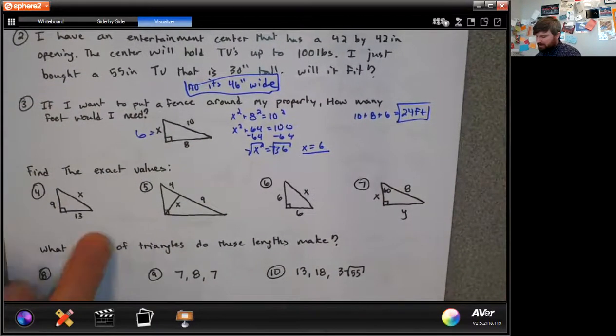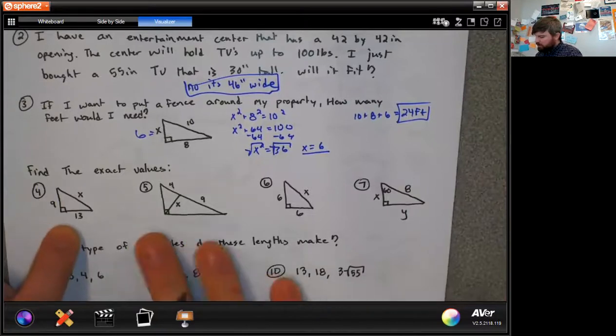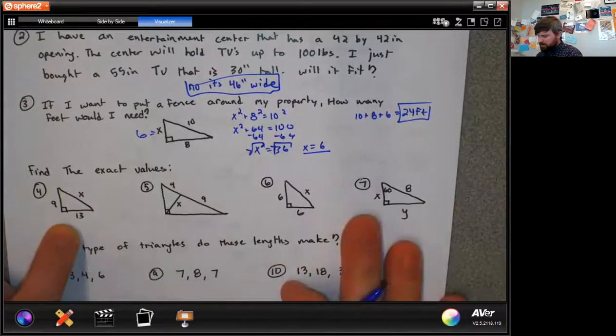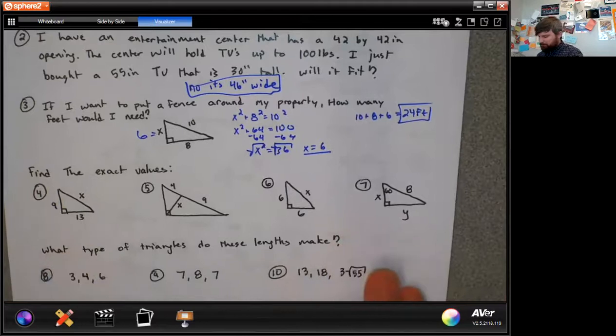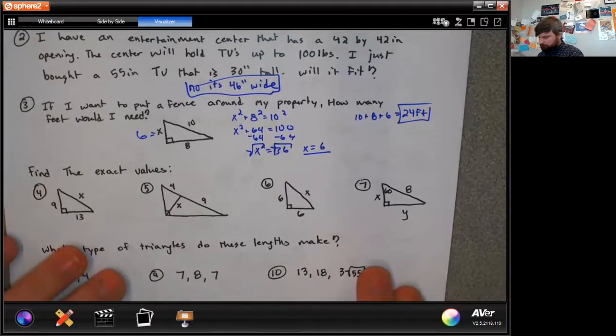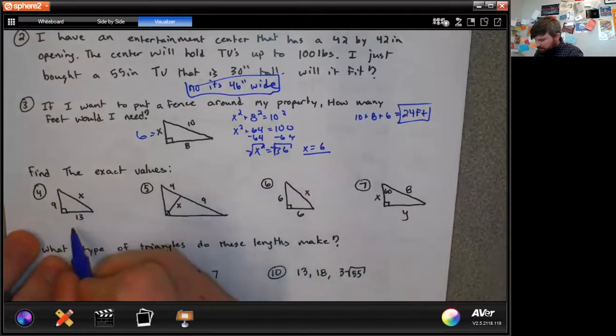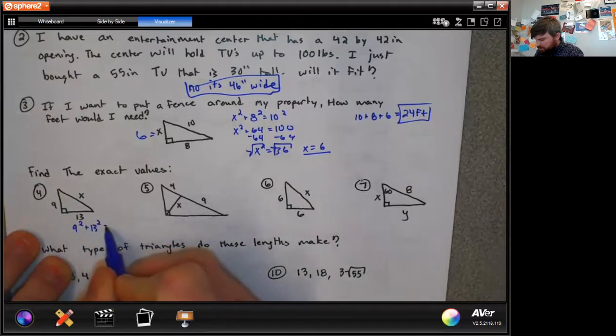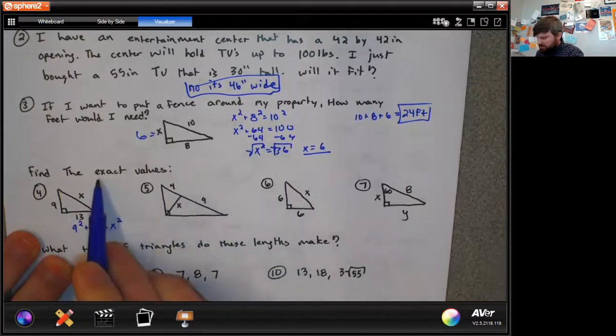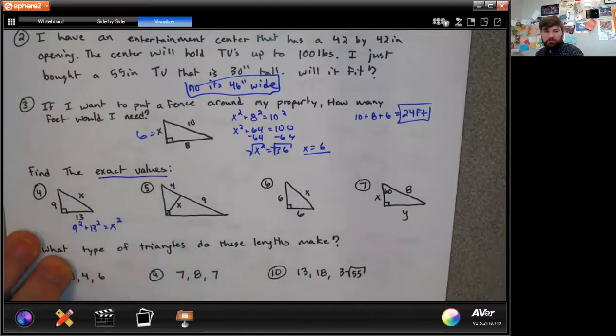Okay, on these, find the exact value. So some of these are special right triangles, or we need to use the Pythagorean theorem or something. Here we've got the Pythagorean theorem, find this hypotenuse. So that's 9 squared plus 13 squared equals x squared. Usually when they say find exact values, they don't want a decimal and they don't want you to round.